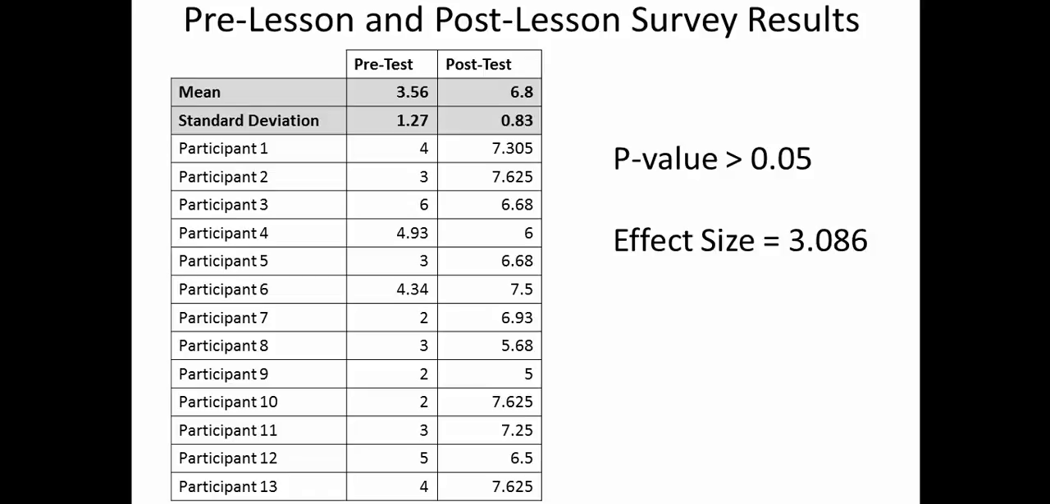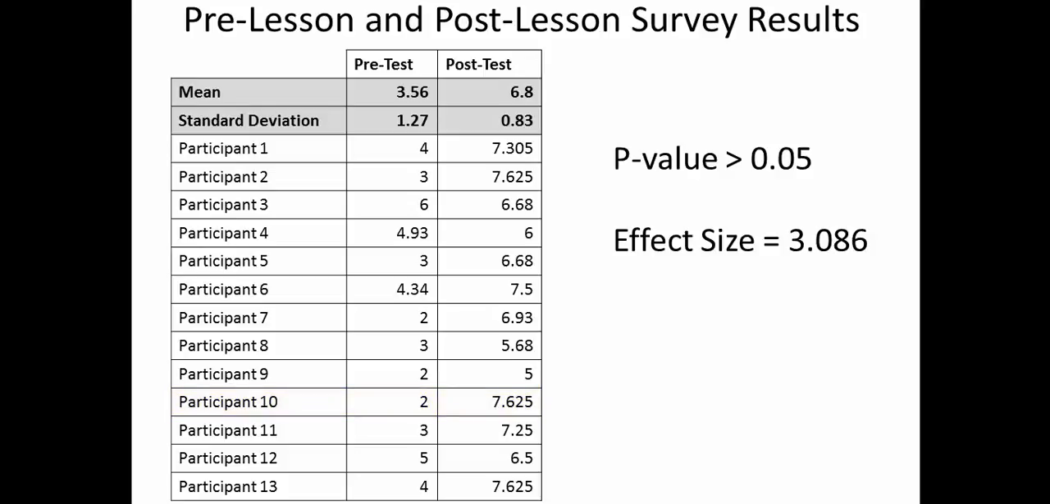The effect size for the pre and post lesson survey data is 3.086, which is a large effect size. Because I was able to match IP ranges for the participants, I was able to determine that every participant improved their score on the post-lesson survey compared to the scores on the pre-lesson survey. The most notable improvement was a participant that scored 2 out of 8 on the pre-lesson survey and 7.625 out of 8 on the post-lesson survey.